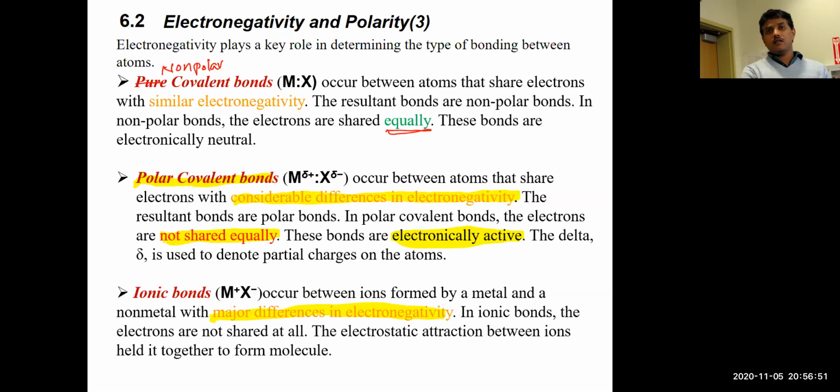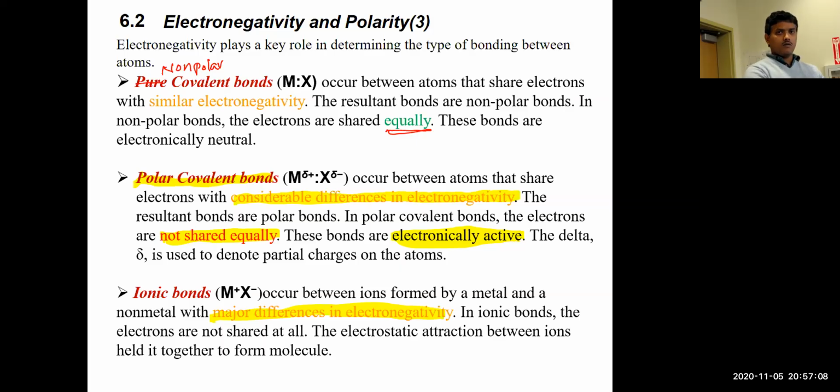But these are the three types of bonds that exist in nature when atoms form molecules. These are the only three types. One is non-polar covalent bond, one is polar covalent bond, and one is ionic bond.